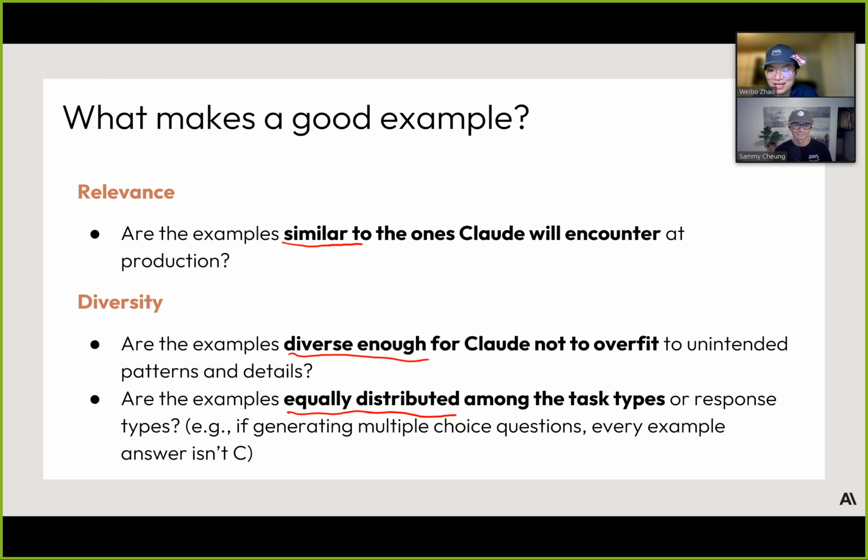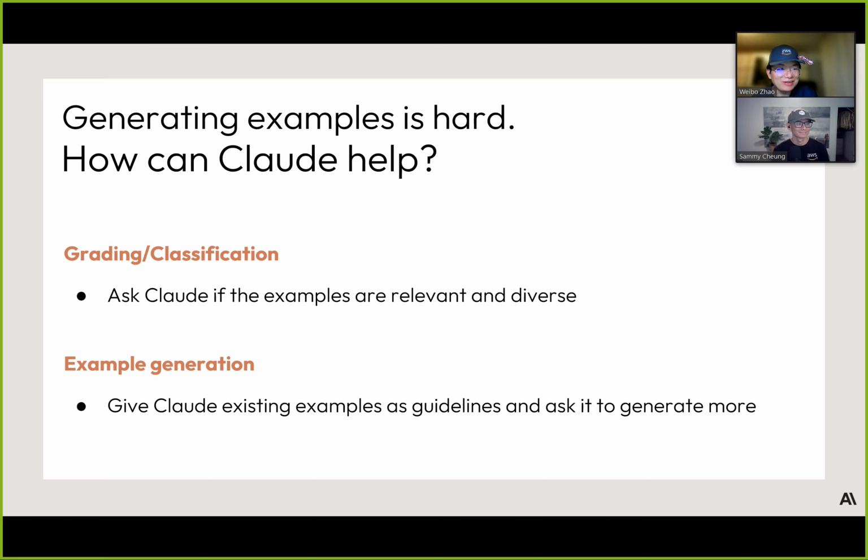Okay, generating good examples is very hard, but one way to make this process a little easier is to let Claude generate the examples for us. We can give Claude some existing examples and guidelines and ask it to generate more examples. As human beings, we can select which ones are good and which are not. If it's good, we can add it to our prompt or our data sets. If it's not good, we can filter it out.